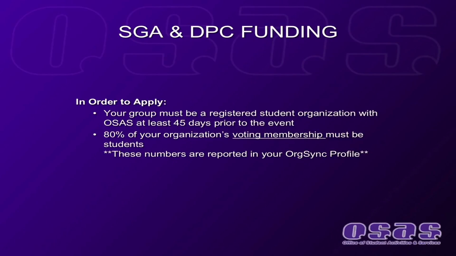In order to apply for SGA or DPC funding, there are a couple of conditions that need to be met. Your organization would have had to have been registered for 45 days prior to the date of the event, and there must be at least 80% student membership in your group. To apply for funding, all you have to do is access the Resources for Student Organizations portal on OrgSync. Both types of funding allocation applications will be there. Once your event request has been turned in, you'll have to attend a committee meeting to explain the purpose of your event and why your organization deserves the funding.